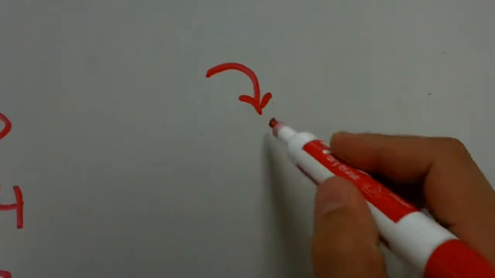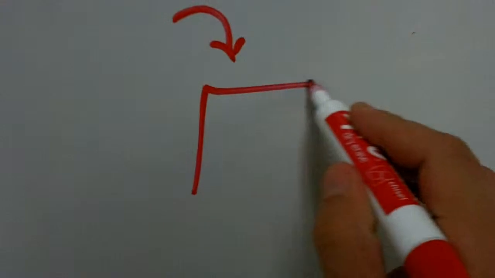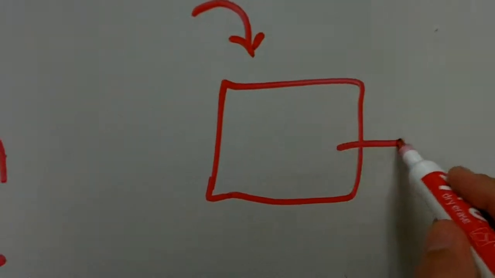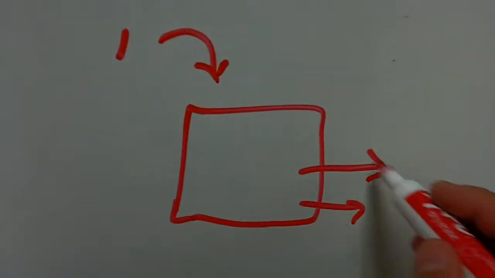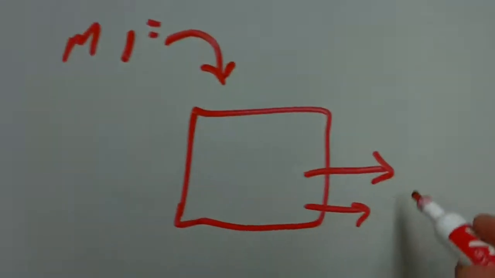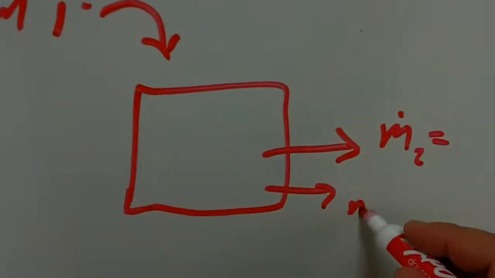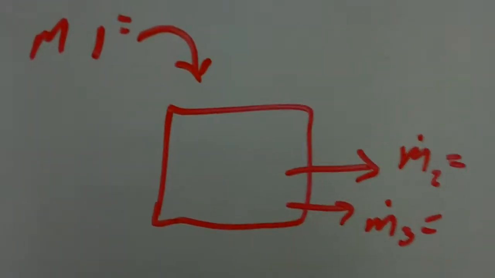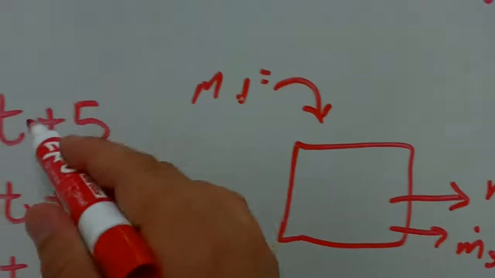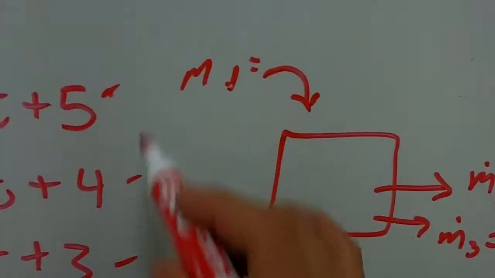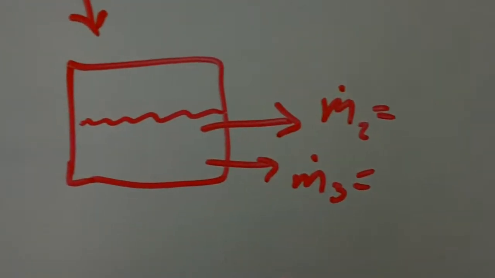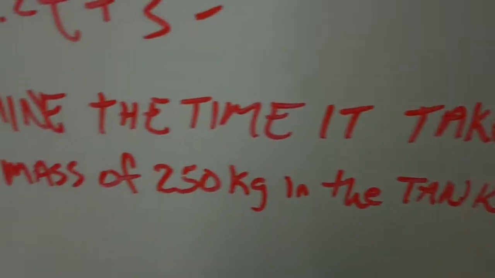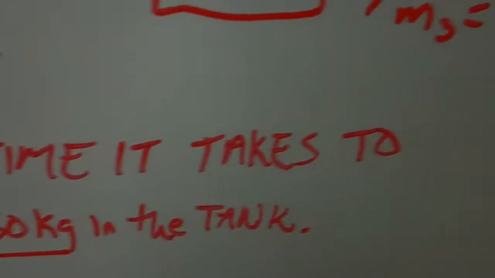So if we draw a quick sketch of our tank, we see that we have flow rate into the tank. Here's our tank, and we have two exits. This is flow rate 1. Here we have m1, m2, and m3, which correspond to the different equations or functions. So we have our water tank, and we want to determine how much time it takes to fill it up to 250 kilograms.